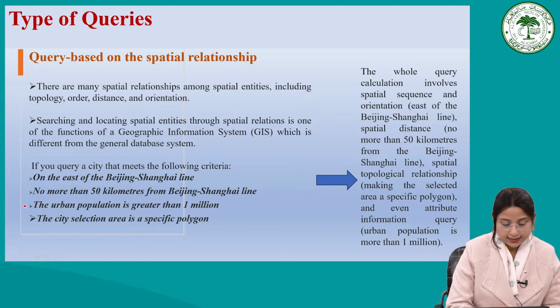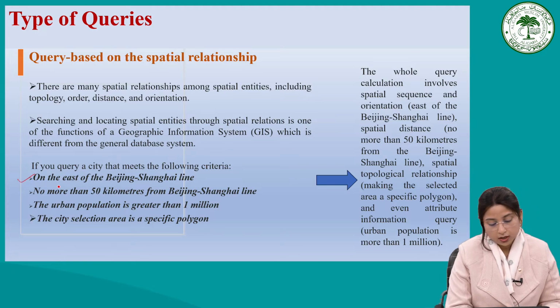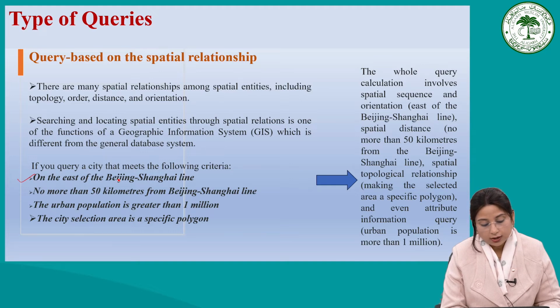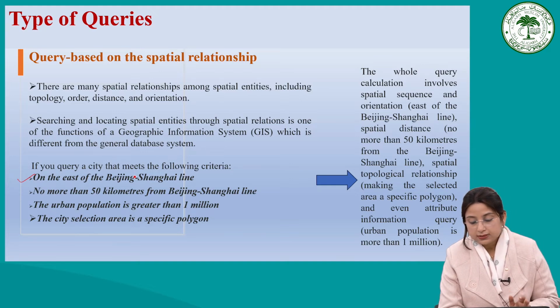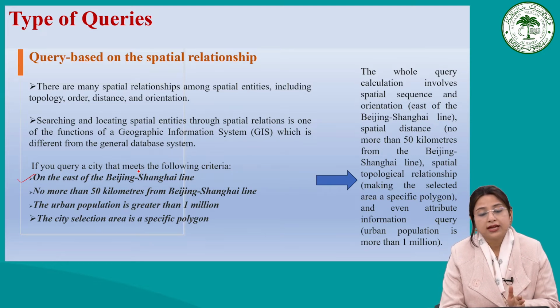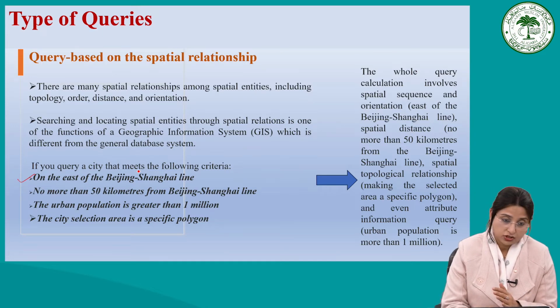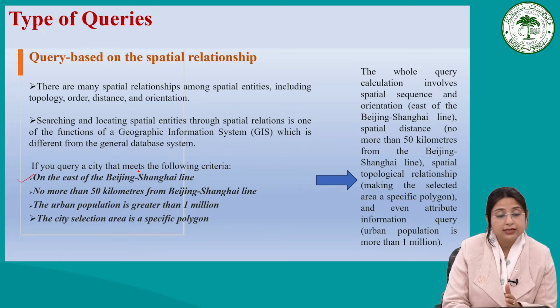If we take an example here, first one, on the east of Beijing. It means we are talking about the orientation, east of Beijing. You can say the state on the east of Madhya Pradesh. Again, we are talking about the orientation, spatial sequence, on the east of the states. On the south of Uttar Pradesh, we are talking about the orientation. This is the spatial relationship.